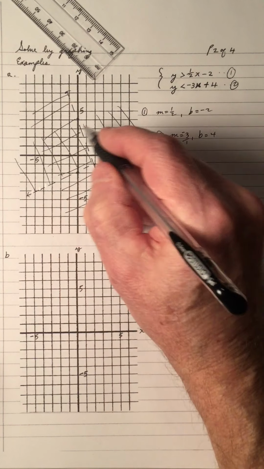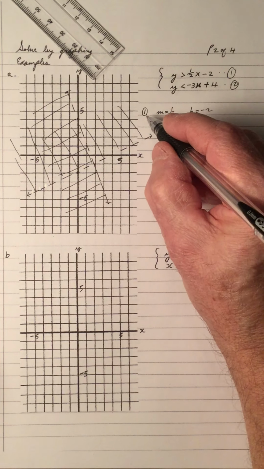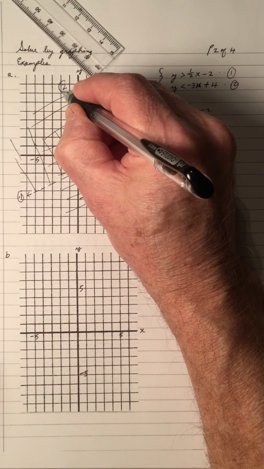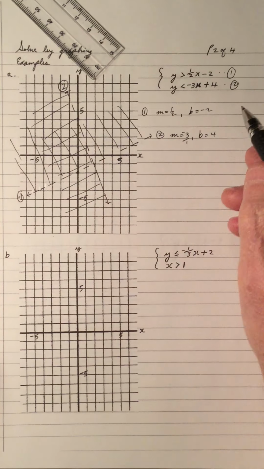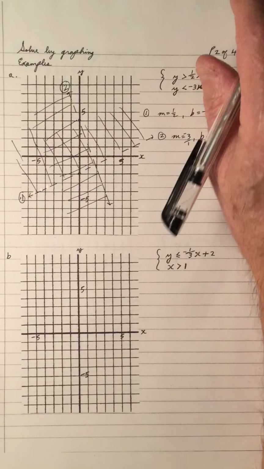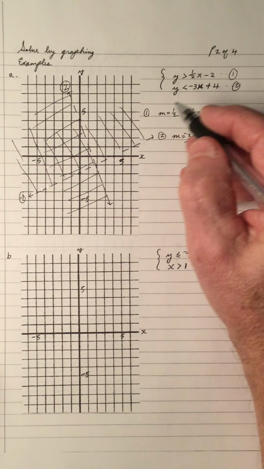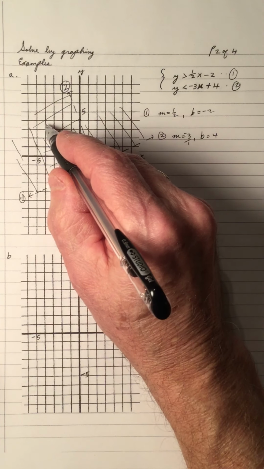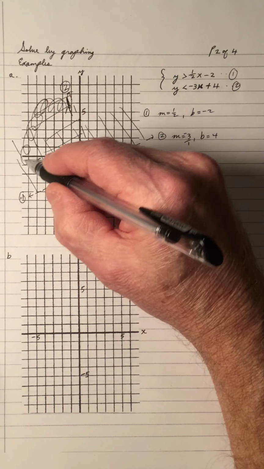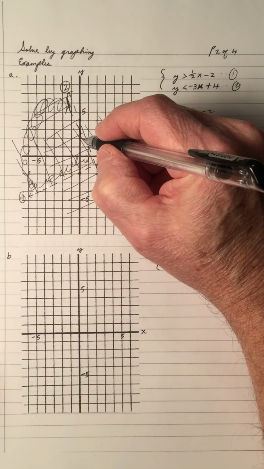So line 1 is this one. Line 2 is this one, in relation to the boundary lines. So it's only solved by graphing. What we're doing is finding the points that fit both inequalities. So the points that are above this line and below this one, they are all the points that I'm doing the shading in here.